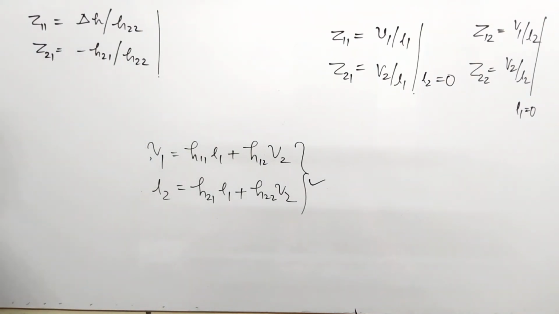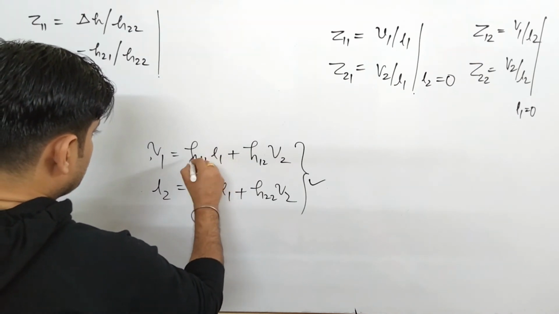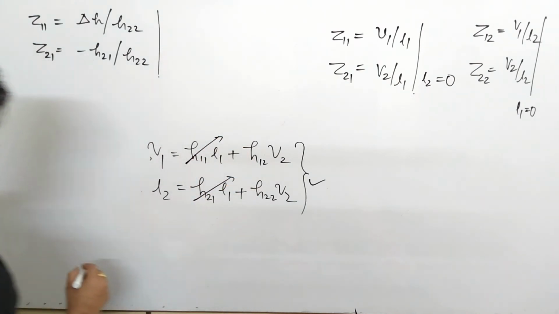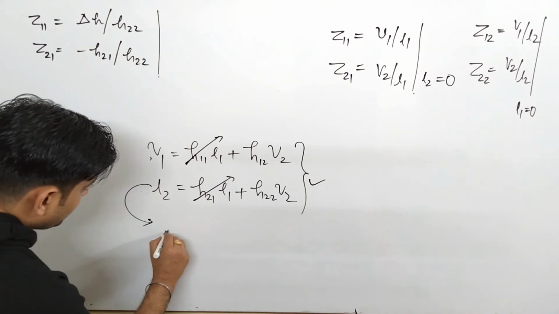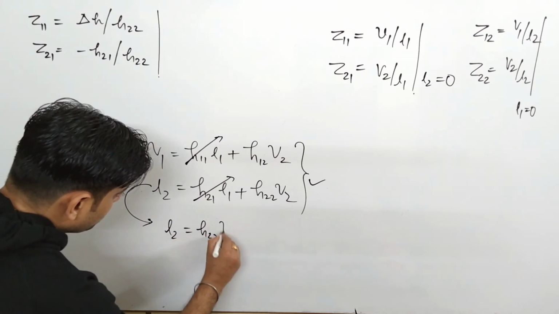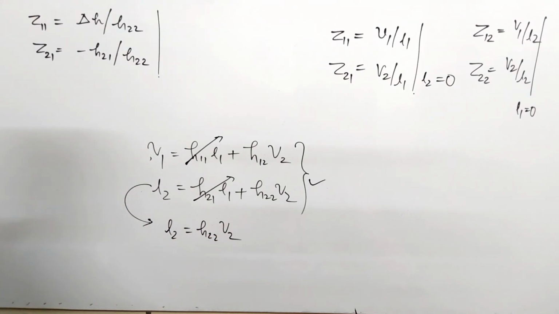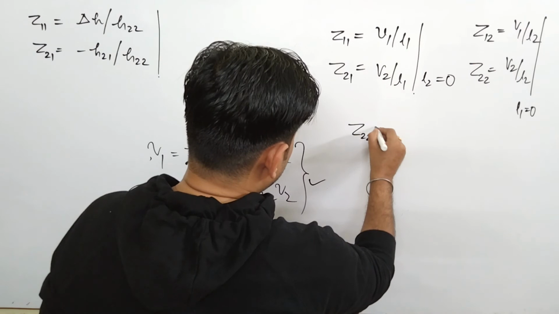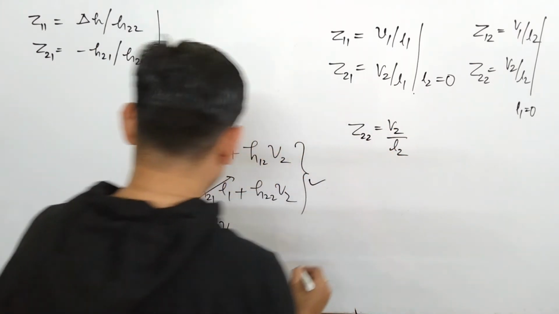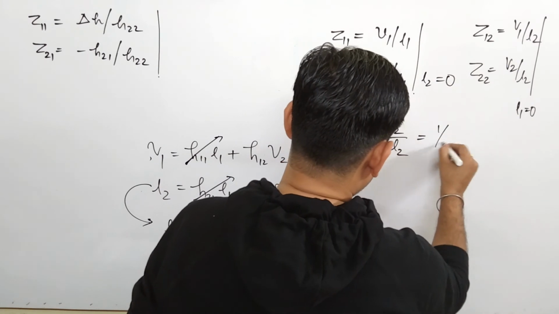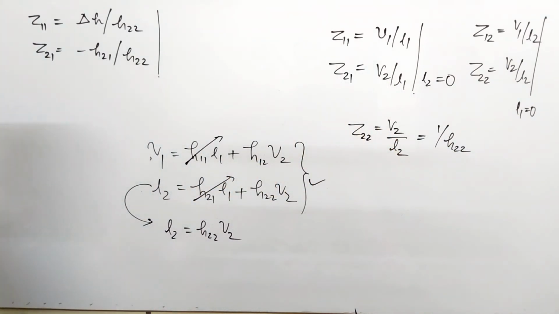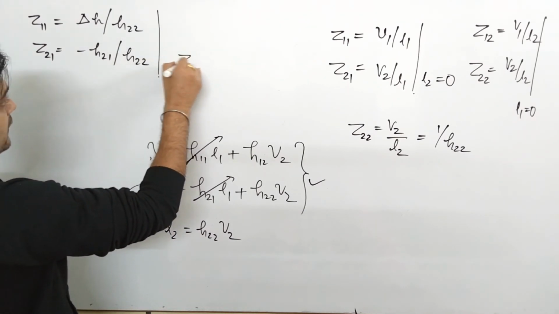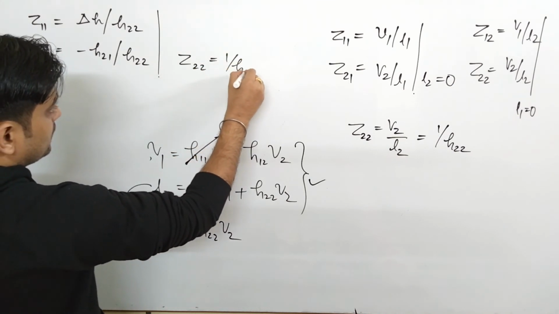Now if you make I1 as 0, from both the equations this I1 goes off. So from this equation you will get I2 is equal to h22 v2. And what is z22? z22 is equal to v2 by I2. So v2 by I2 comes to be 1 by h22. So you can write here the value of z22 as 1 by h22.